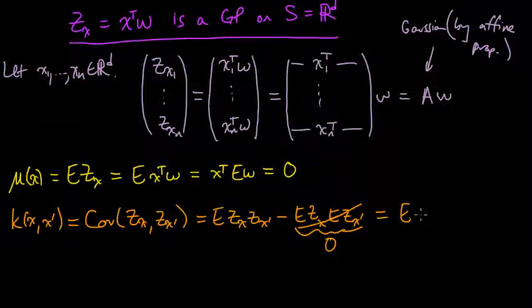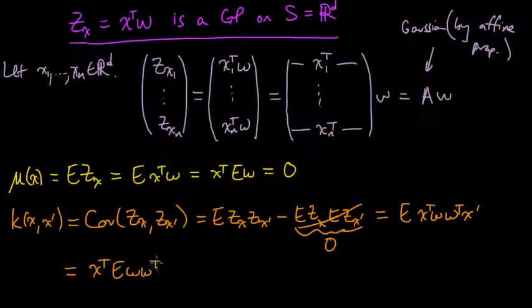It's the expected value of x transpose w, x prime transpose w, and let's flip that around, bring the w's together, so we get w transpose x prime. And now again, by linearity of expectation, we can move the expectation in here. This becomes x transpose times the expected value of w w transpose times x prime. You can check that this is a valid operation.